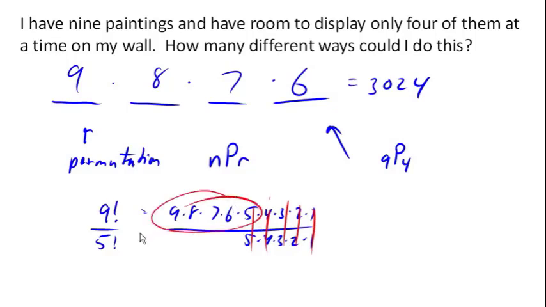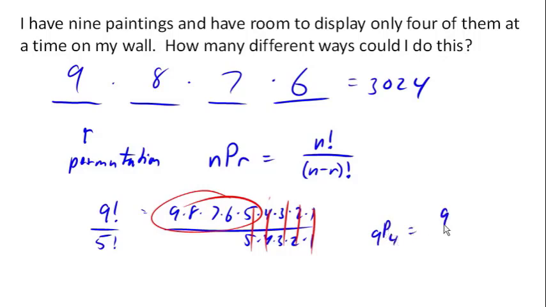So if we have nPr, it turns out we can compute that using factorials as n factorial over n minus r factorial. So in this case, when we had 9P4, that would be 9 factorial over 9 minus 4 factorial, or in other words, 9 factorial over 5 factorial, as we just saw. The other way you can do this is if your calculator happens to have a permutations feature on it, you can ask it, what is 9P4? And it should spit out this 3024 answer for you.